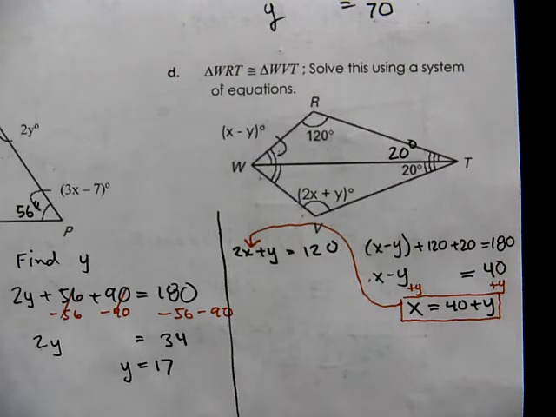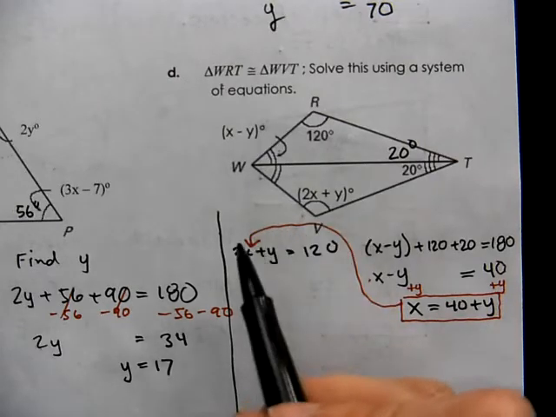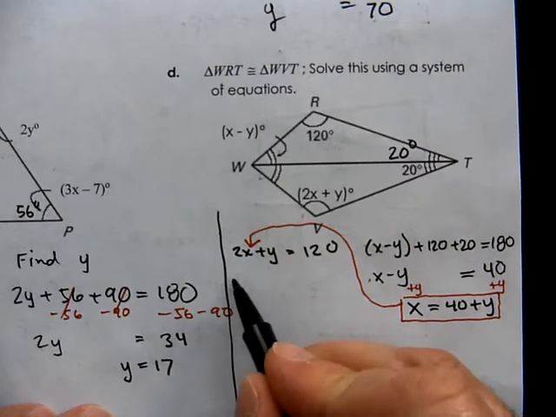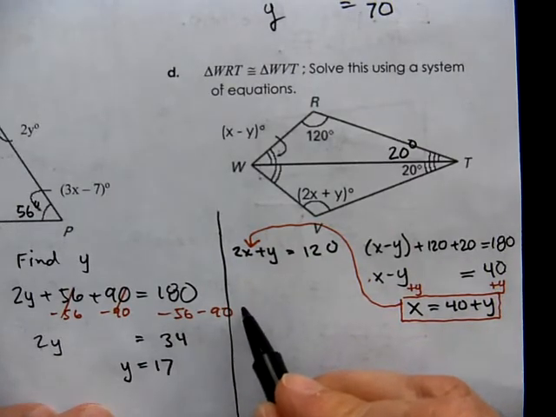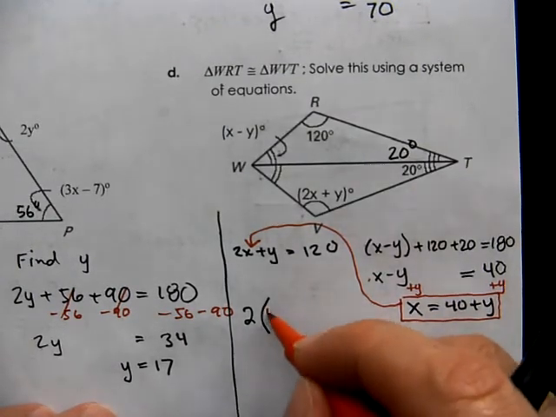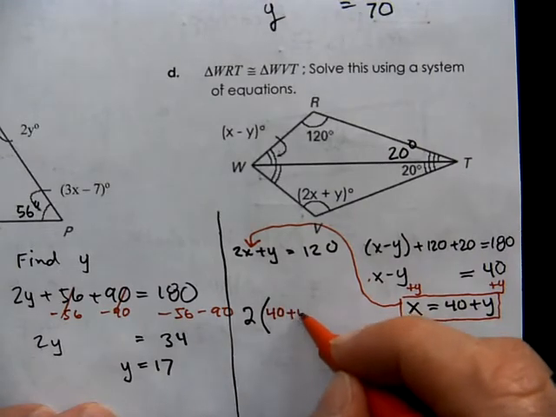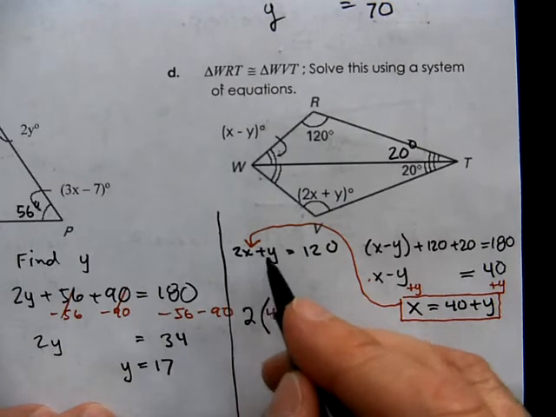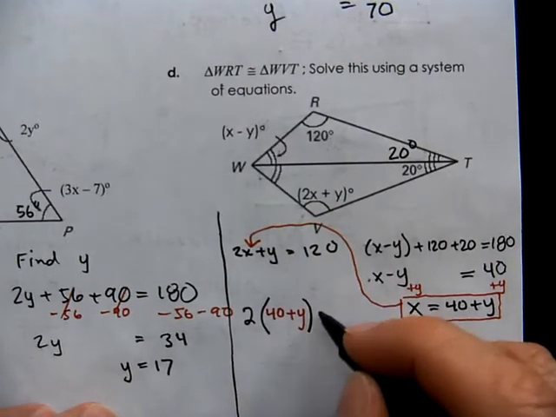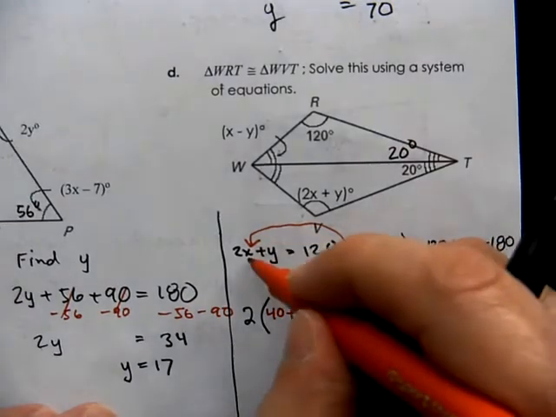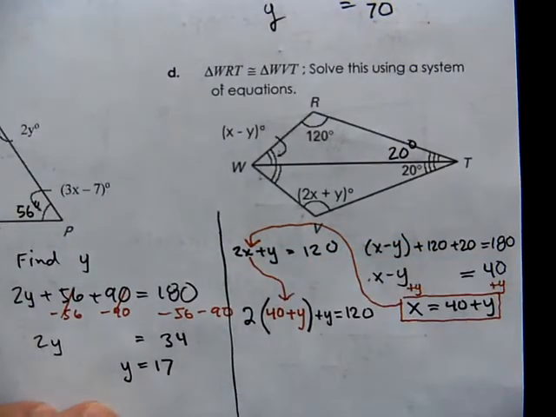We'll take one equation, get a variable by itself, and then plug it into the other equation. So here we have 2 times the value of x. Well, what we're saying is that we have 2 times the value of x, and x is represented as 40 plus y. So that's where the substitution just occurred. And then we have plus y equals 120.